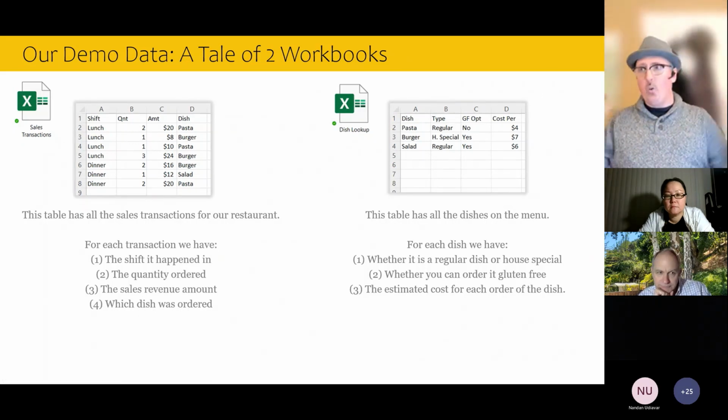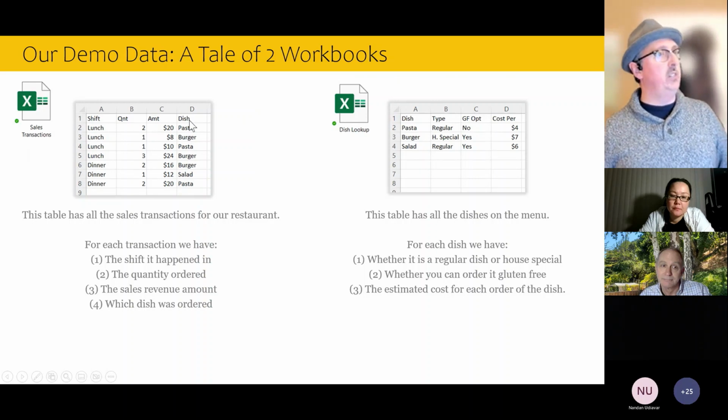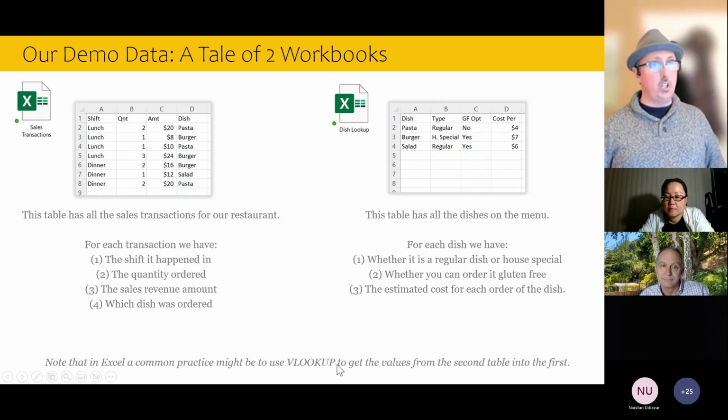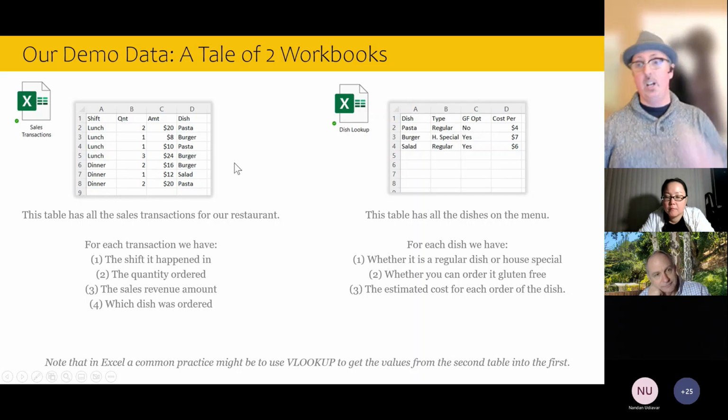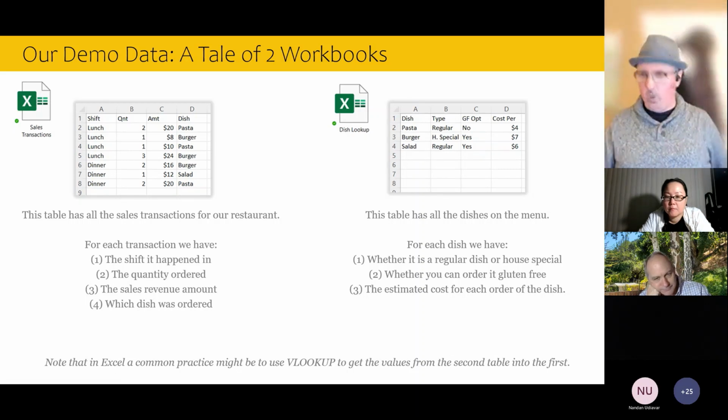So I'll pause. Any questions about what we're doing so far or what we've got? Feeling pretty good? Okay. I will point out, if this were not a Power BI user group, but an Excel user group, the first thing everybody in the room would be thinking to themselves is, hey, I see a dish column over here. I see a dish column over here. You know what I'm going to do? I'm going to go grab my VLOOKUP function, and I can use VLOOKUP to go get this information in this table. That's a good thought. Hold on to that thought. We'll come back to it. Okay. This is the data we're working with.